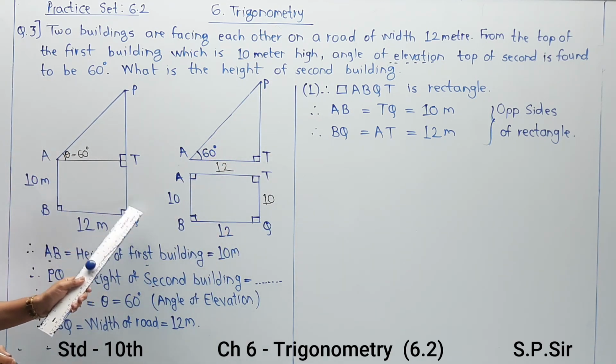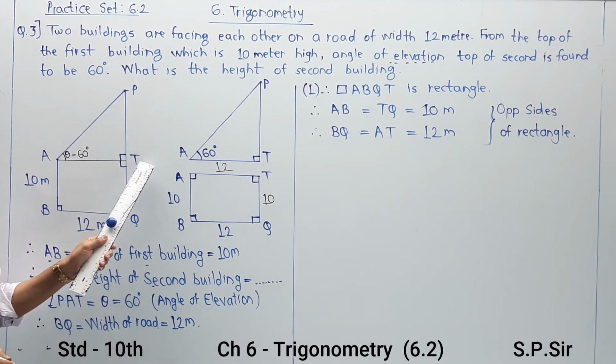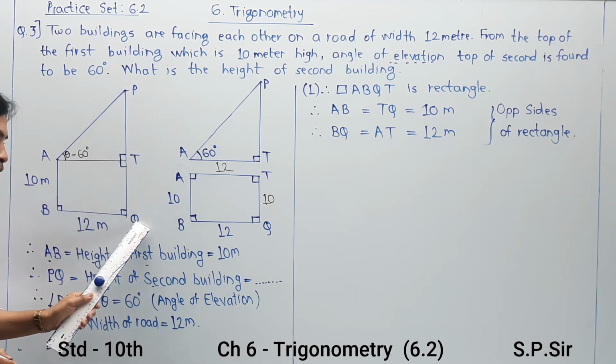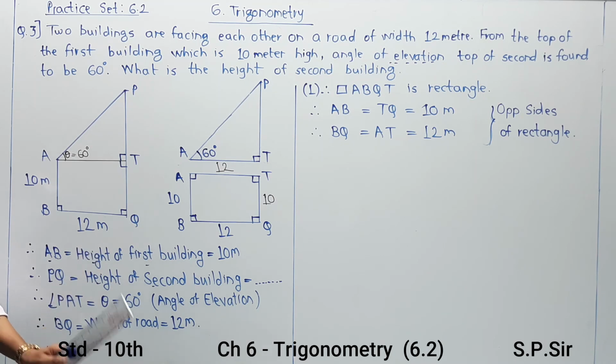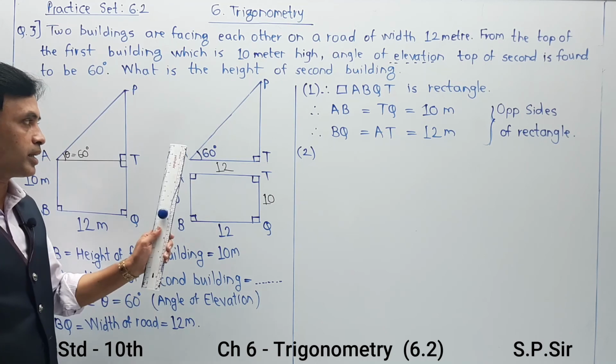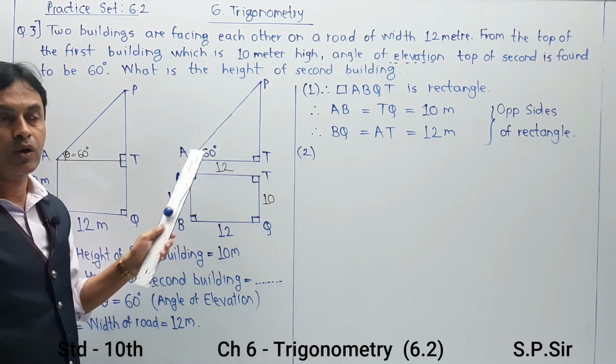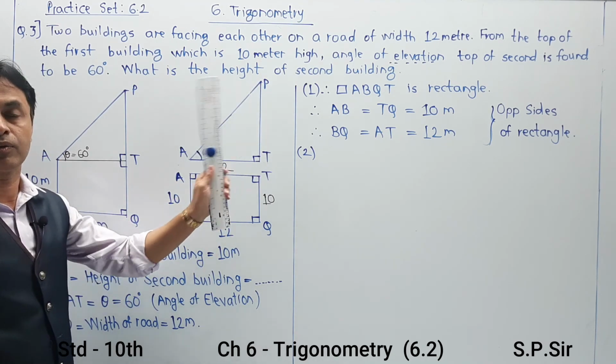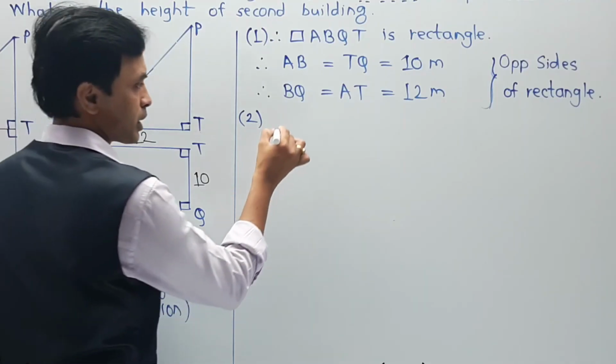Remember, you are able to get TQ as 10 meter. If you are able to get PT, then you can add PQ, nothing but the addition of two sides. So your second part will get started for this triangle, in triangle ATP, or you can say in triangle PTA. So I'm going to start the part over here.